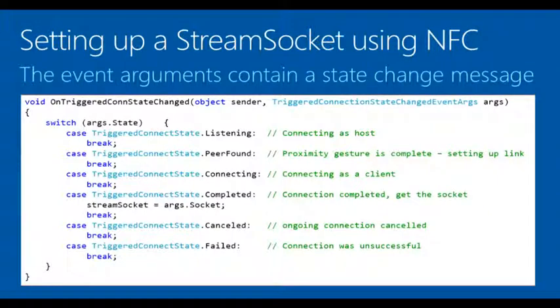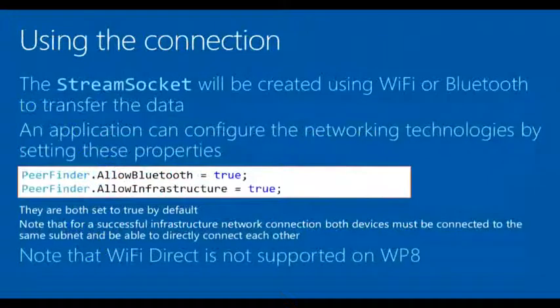In the on-triggered connection state change, you get a lot of events coming back from it as it goes through different statuses. And the one that's interesting there is completed, because the output from that you'll get in the ARGs is a socket, which is your stream socket, which is exactly the same as we were just using in the Bluetooth app-to-app demo. You can choose whether Bluetooth can come out of that or whether infrastructure, meaning a Wi-Fi, they need to be on the same subnet, of course. But both of those are true by default. It will prefer Bluetooth, but you can choose to just use Wi-Fi if you want.